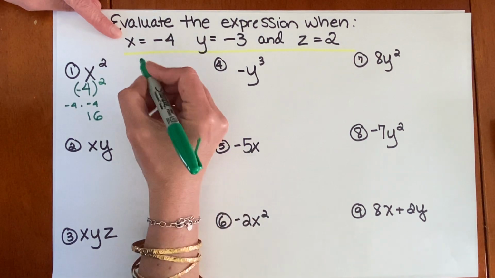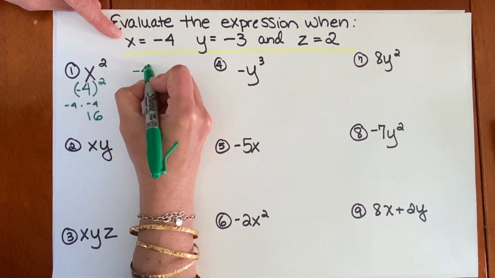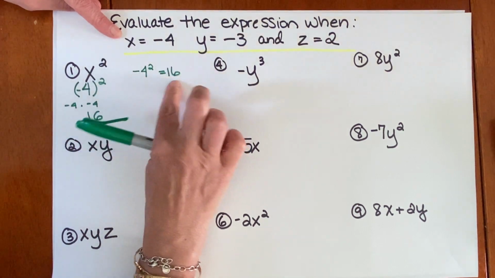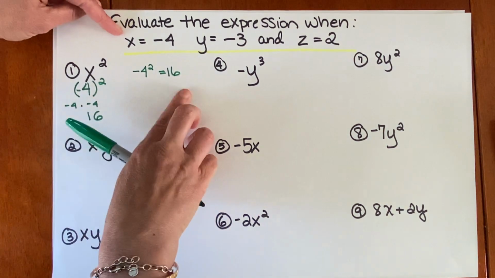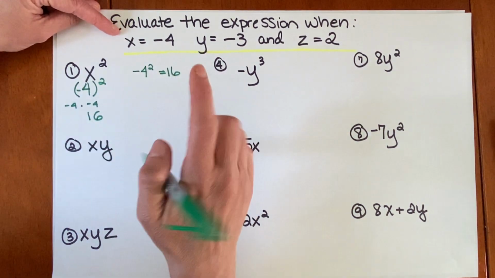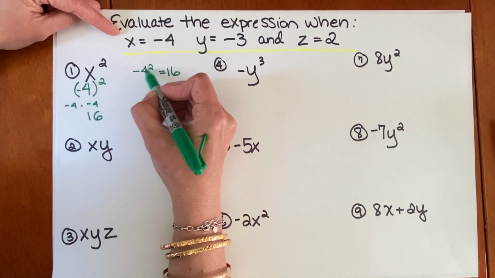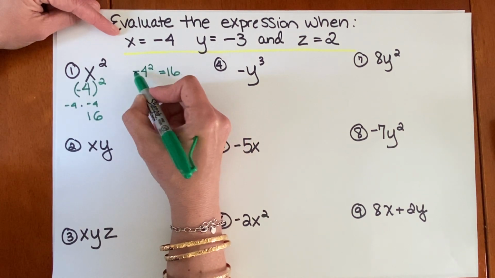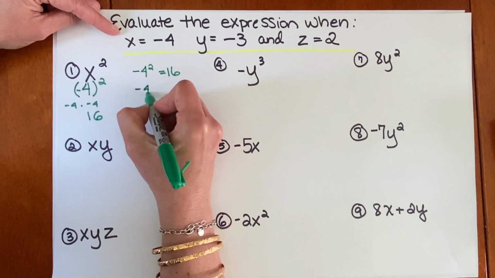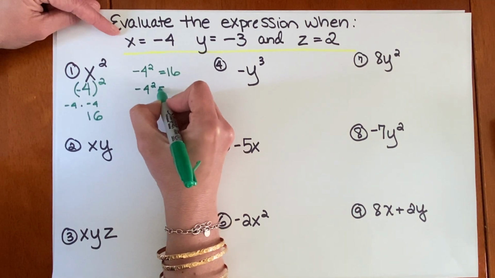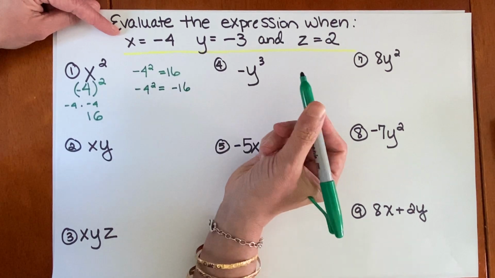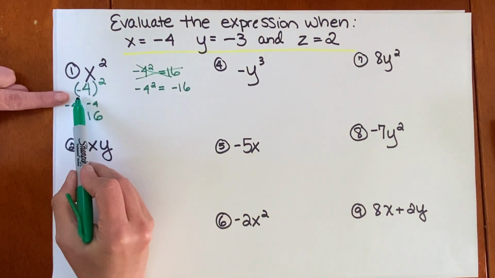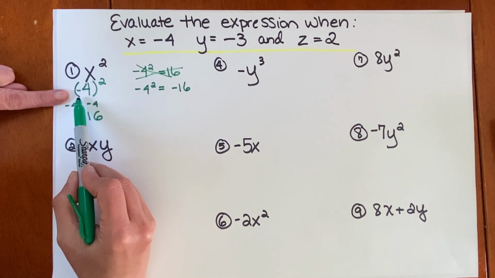Careful, if you do this, negative 4 squared is 16. I'm going to mark this wrong because it's wrong. Here's why. This means square the negative 4, right? 4 times 4 is 16, and then apply the negative sign. So negative 4 squared is negative 16. This is wrong, and I'll mark it wrong. You have to substitute in with parentheses.